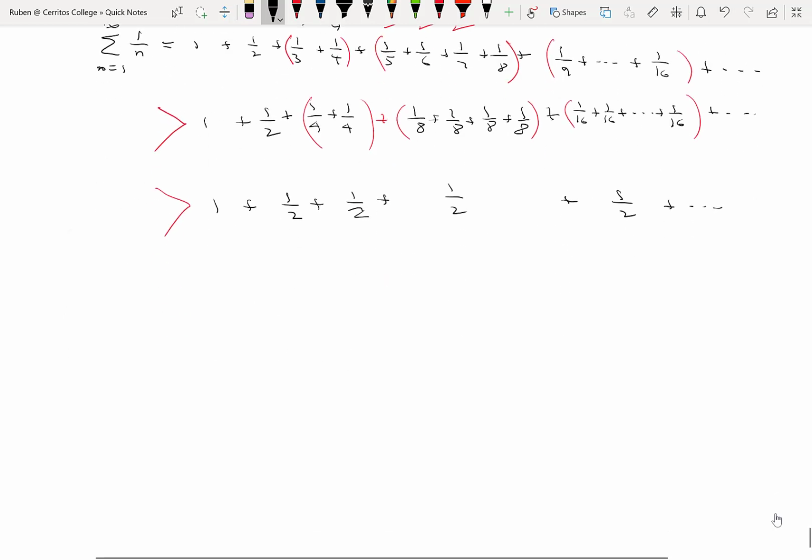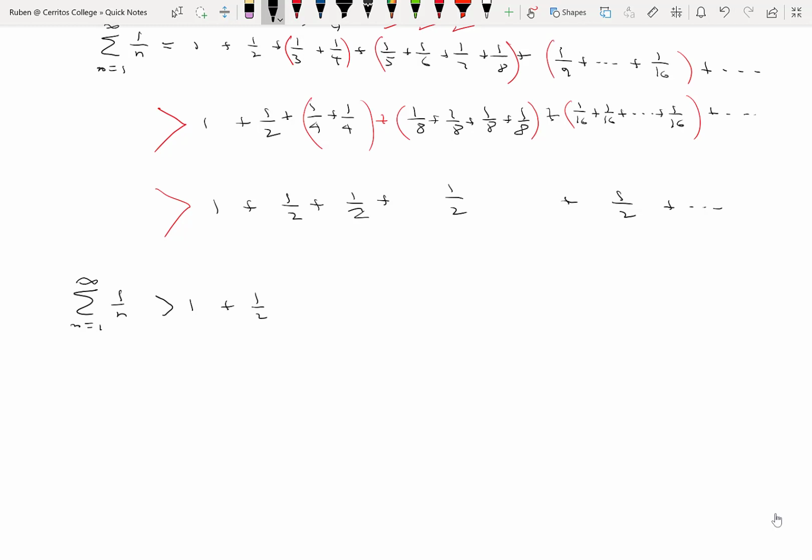So what's going on here? What's going on here is that the original series, the sum n goes from 1 to infinity of 1 over n, is more than 1 plus 1/2 plus 1/2. That's not geometric that I'm looking at now. 1/2 plus 1/2 plus 1/2 plus 1/2 plus... What does that series do?